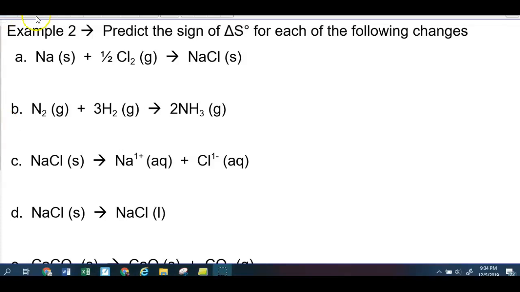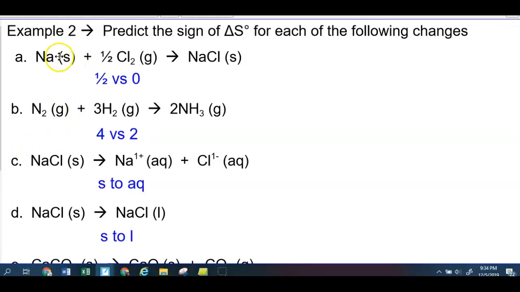All right, here's example 2. We're going to predict the sign. We're actually going to do all those things that we just did a moment ago, just because I could ask you about any of those pieces. You kind of want to look at these reactions and decide, is there a clear change in state? And if not, then you would probably count moles of gas on reactant versus product side.